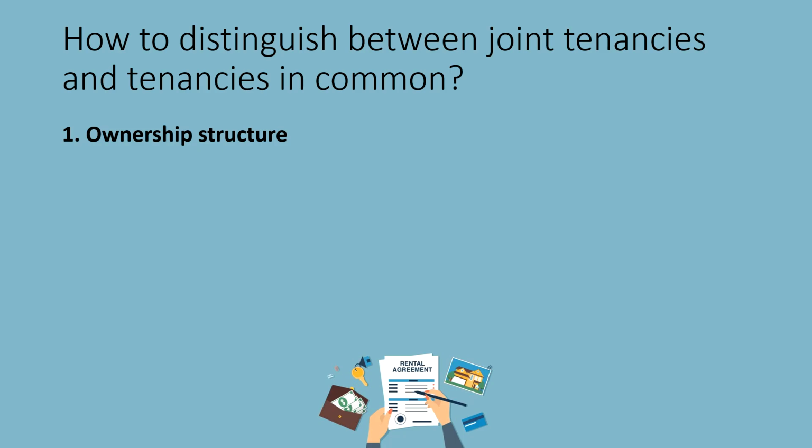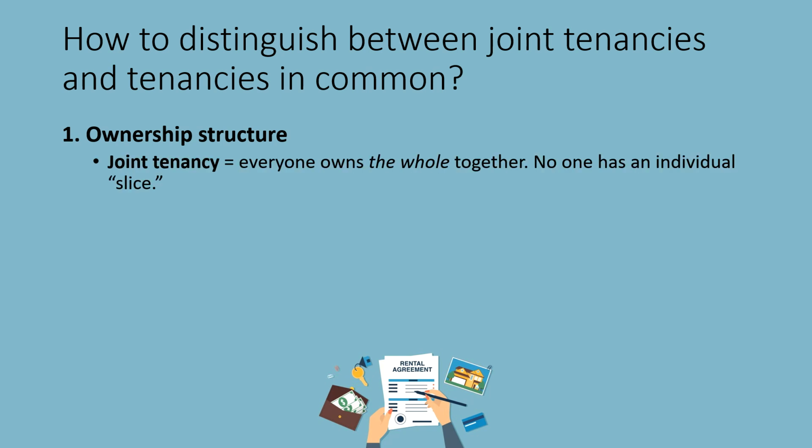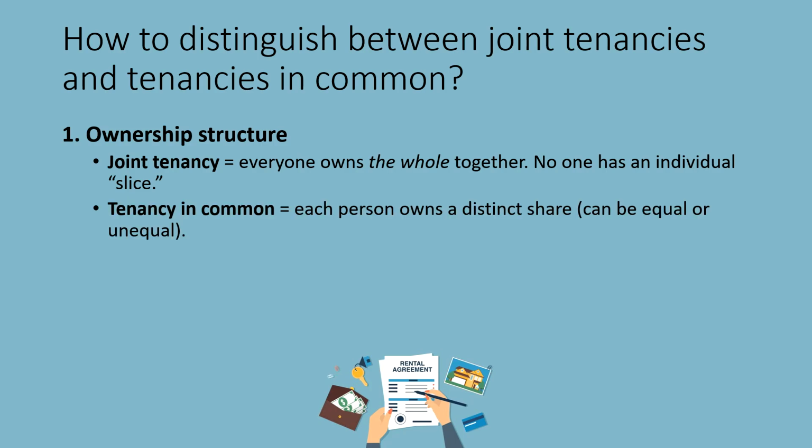What are the key things that we need to examine, and which can tell us whether we are dealing with a joint tenancy or a tenancy in common? Obviously, we've got the ownership structure, so who owns how much of the property. In a joint tenancy, again, everyone owns everything together as a unit, whereas in a tenancy in common, you have different shares or distinct slices, and we can specify who actually owns what.